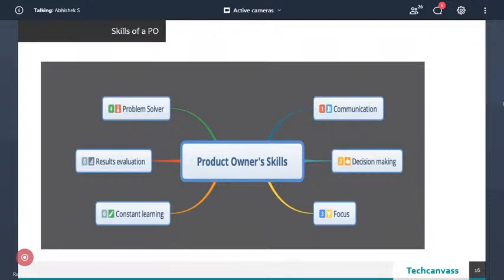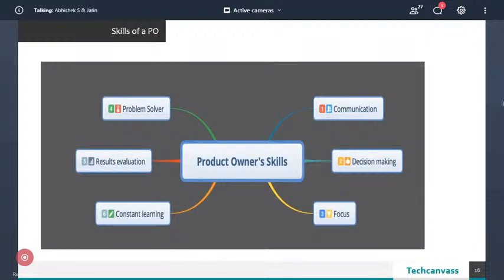Results evaluation, in the sense, again, sort of ROI. So you need to ensure that whatever feature you have launched is actually being accepted in the market and people are actually using it, and just ensure that the return on investment is proper.